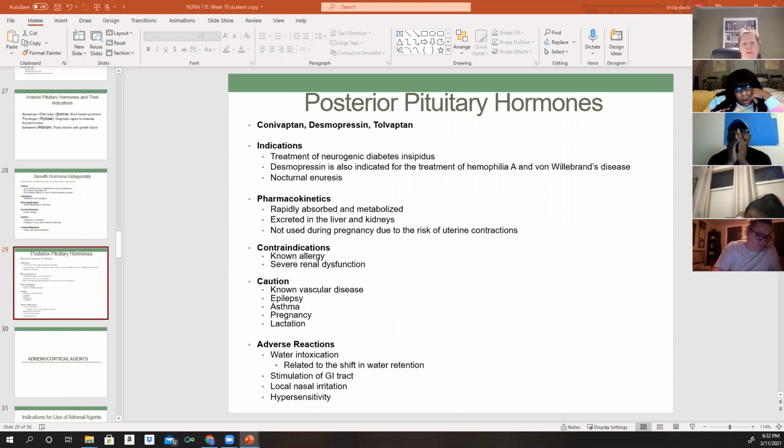Then we have the posterior pituitary hormones. So that's conivaptan, desmopressin, and tolvaptan. So we are going to talk mainly about desmopressin because that is the one that we use the most, and your book goes into detail about that one. So we would use this for the treatment of neurogenic diabetes insipidus. So diabetes insipidus is when the body produces a large amount of dilute urine, which doesn't have any glucose in it. The blood becomes concentrated and the blood glucose levels are higher than normal.